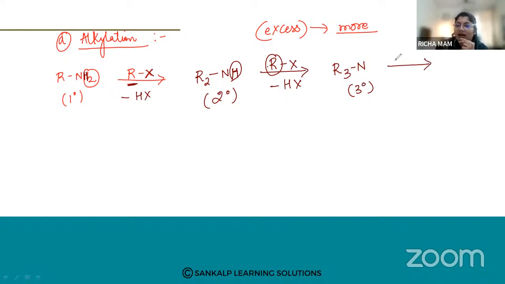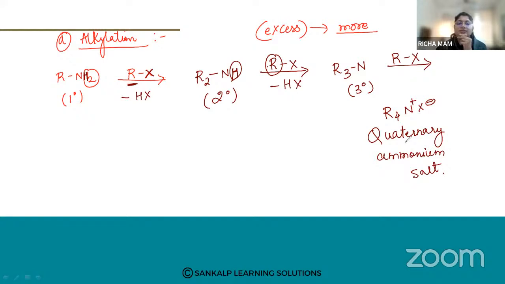So I am going to get a tertiary amine. Again, I react it with alkyl halide. Now what am I going to get? I am going to get a quaternary ammonium salt. So this is our alkylation reaction.